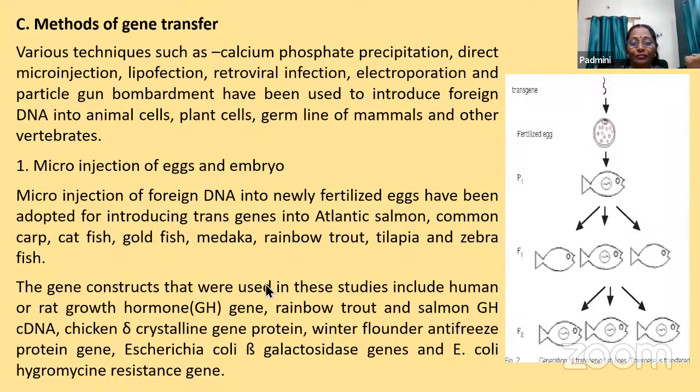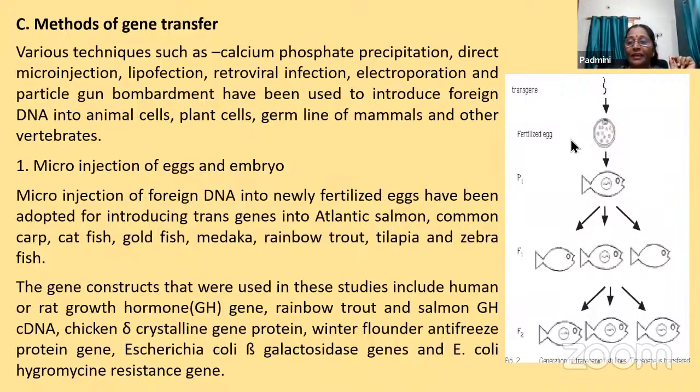The gene constructs that were used in these studies include human or rat growth hormone. What is this gene over here? This can be either a human or a rat growth hormone. And rainbow trout and salmon growth hormone cDNA, chicken delta crystallin gene protein, winter flounder antifreeze protein. Remember what an antifreeze is over here? E. coli beta galactosidase gene and E. coli hygromycin resistant gene. So these are the different types of transgenes that are being used to introduce into these particular fertilized eggs.